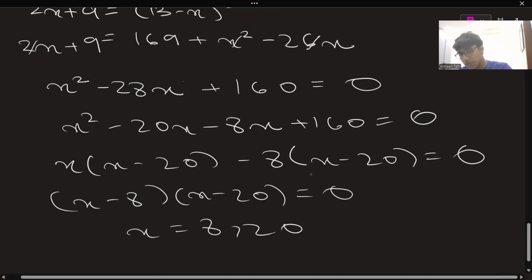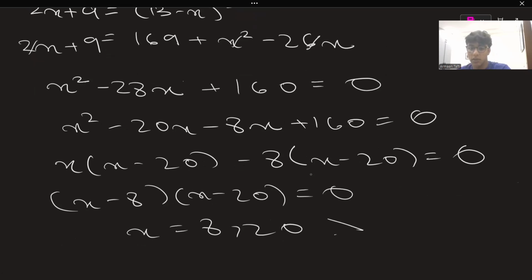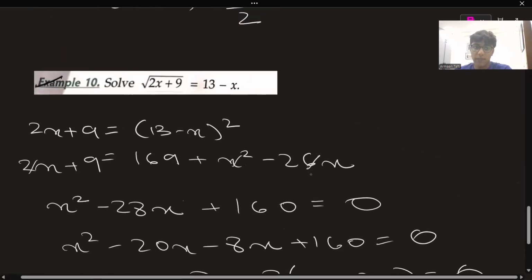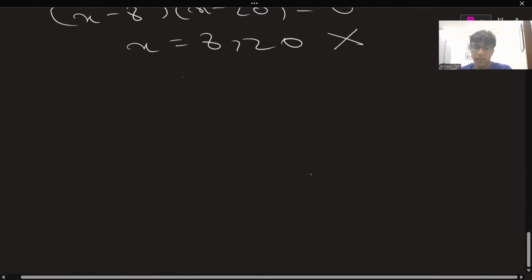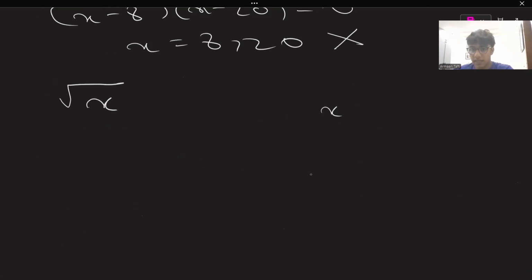But please don't stop here, because this answer is wrong. Now let's see why it is wrong. So we've been told that a root of 2x plus 9. Before I explain anything, let me just explain what this square root sign means. If I have a root of x, can x be negative?